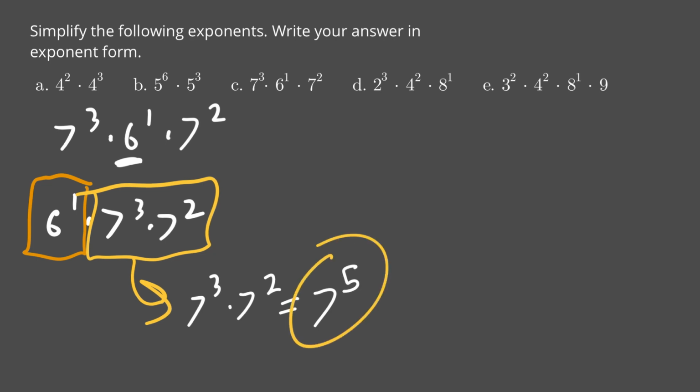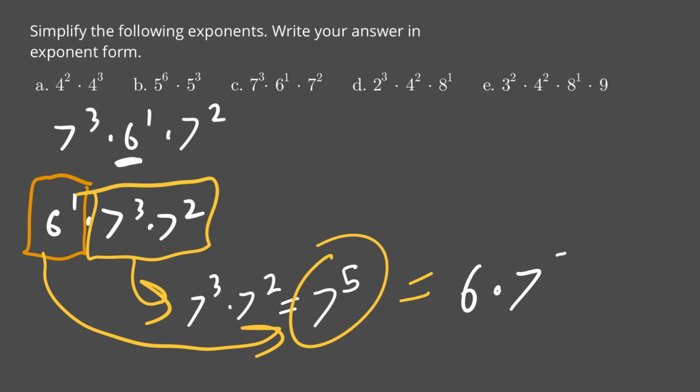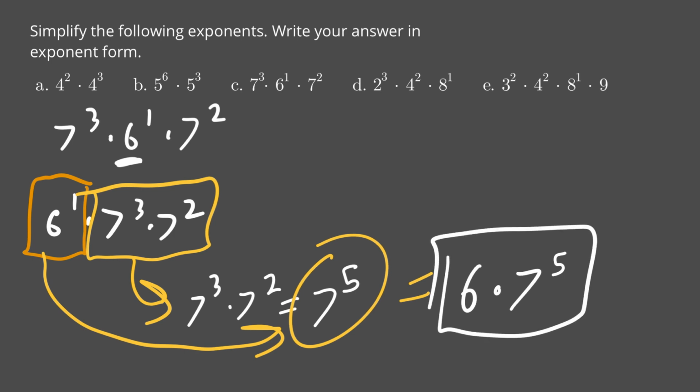Okay, now we need to reincorporate the 6 to power 1. As you know, anything to power 1 is just itself, so our final answer is going to be 6, you can drop the power 1, times 7 to the power of 5. And this is our answer in exponent form. Let's look at part D, and we'll see some extra steps on top of this.